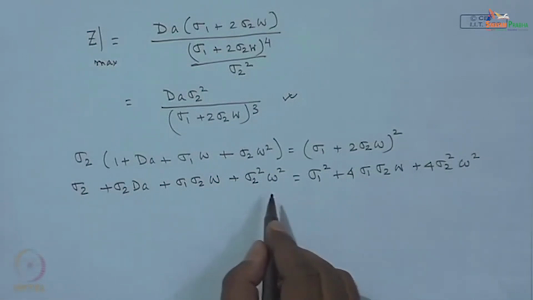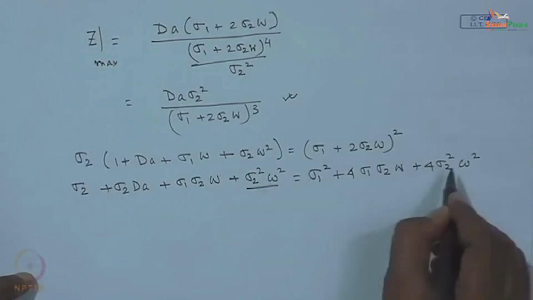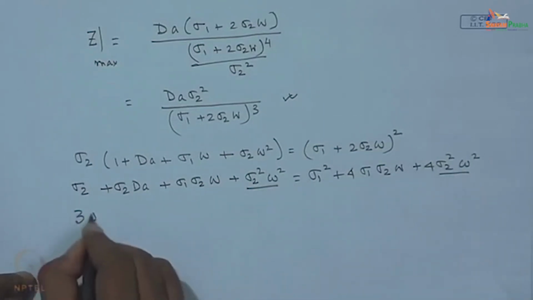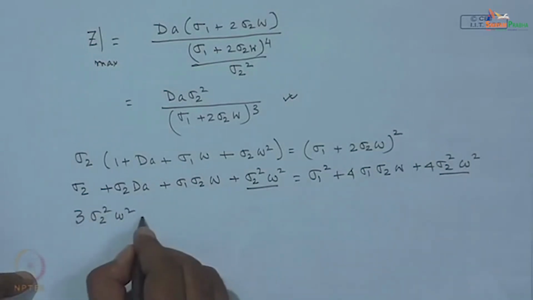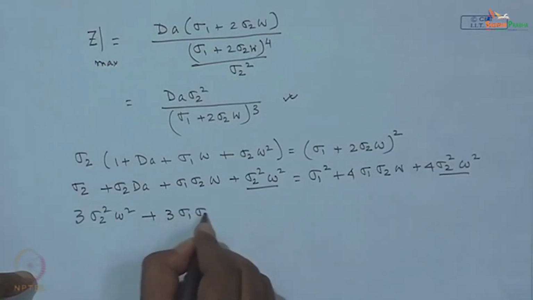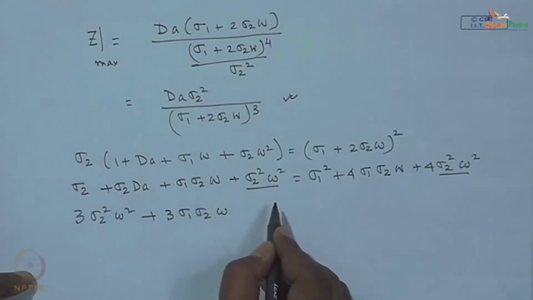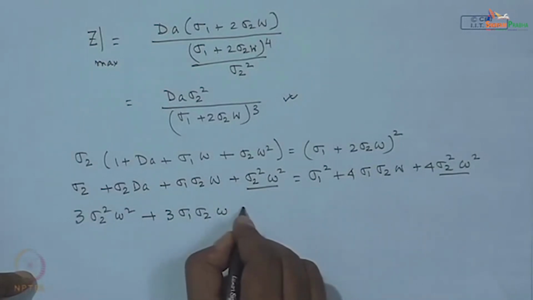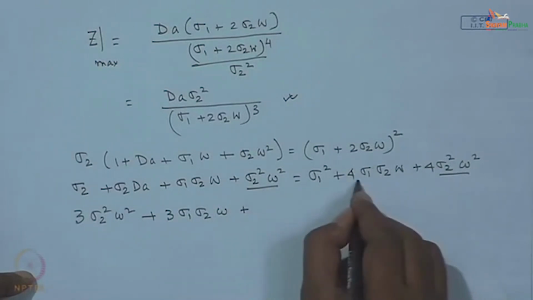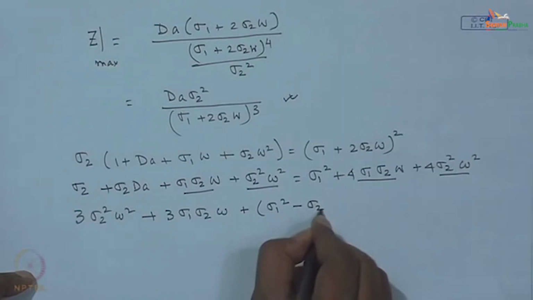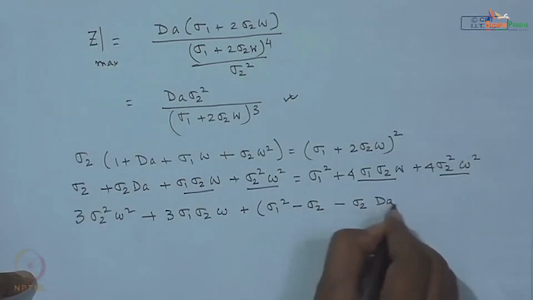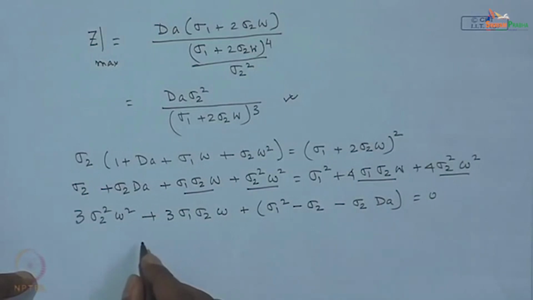So, you get all these terms on the right hand side. So, W square will be here. So, it will be 3 sigma 2 square W square, and sigma 1 sigma 2 will be here, so it will be plus 3 sigma 1 sigma 2 W, and plus, this is taken care of. So, the rest terms will be sigma 1 square minus sigma 2 minus sigma 2 dA is equal to 0. So, we solve this equation for W, and at this W our Z is maximum.